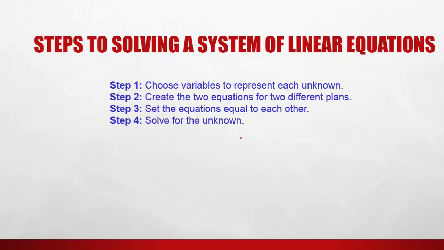So here are the steps to solving a system of linear equations, just for these examples coming up, not for every single one given in Algebra 1, for example. Step 1, choose the variables to represent each unknown. Remember, we're going to stick with x and y. Next, create the 2 equations for the 2 different plans, scenarios, whatever term you want to use. The third is to set the equations equal to each other, and I'll explain why later. And the last step is to solve for the unknown.